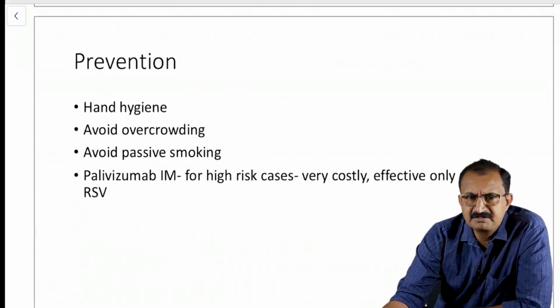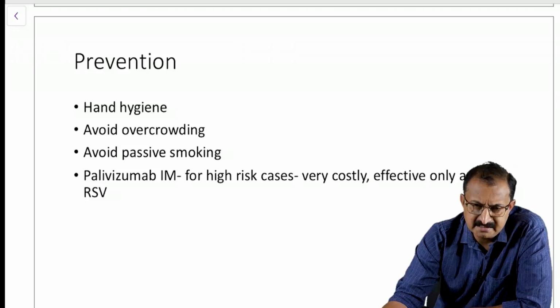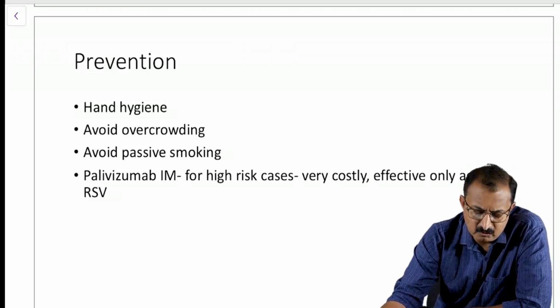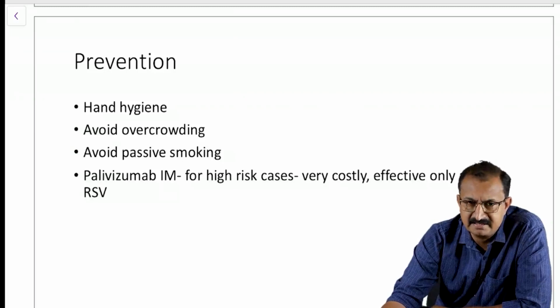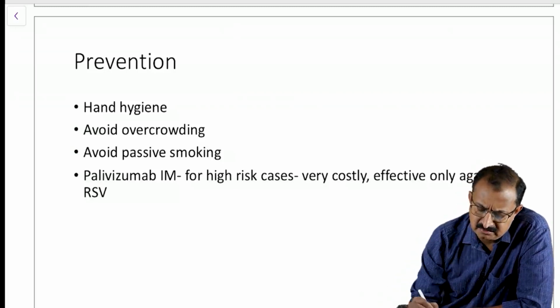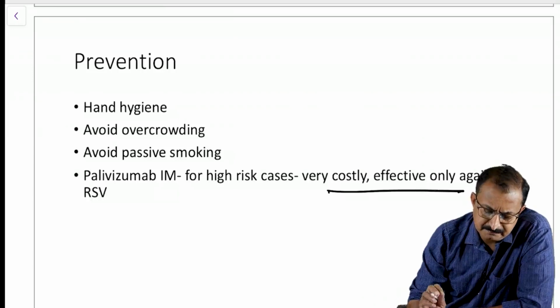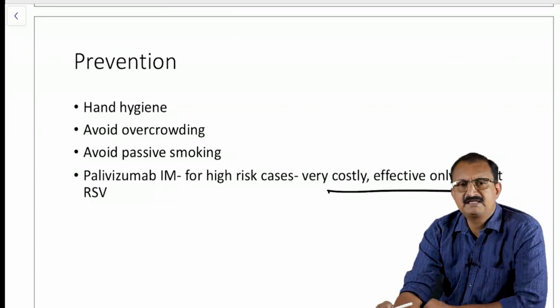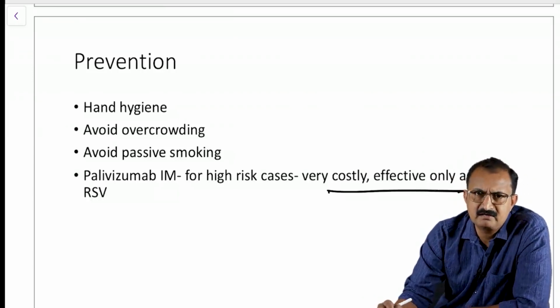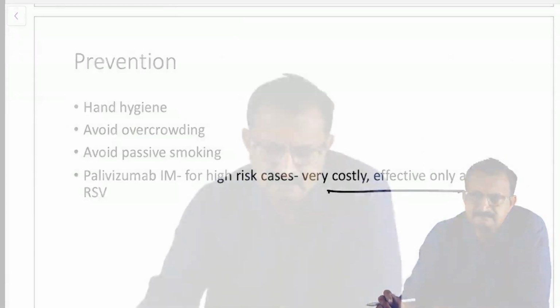And regarding prevention of bronchiolitis: hand hygiene as we do for COVID appropriate behavior, avoiding overcrowding, avoiding passive smoking, and another drug, palivizumab, intramuscularly in high risk cases, which is very costly, effective only against respiratory syncytial virus, and not frequently given. So these are some details about acute bronchiolitis. We will move to a case.